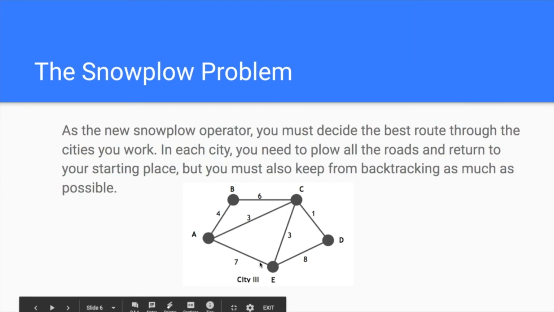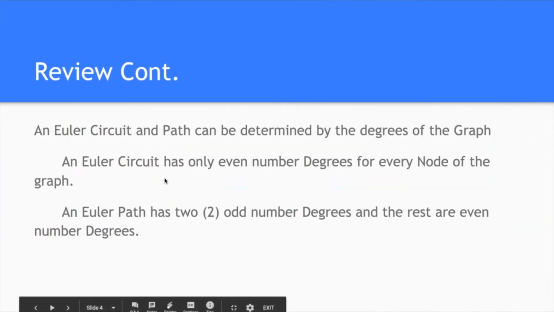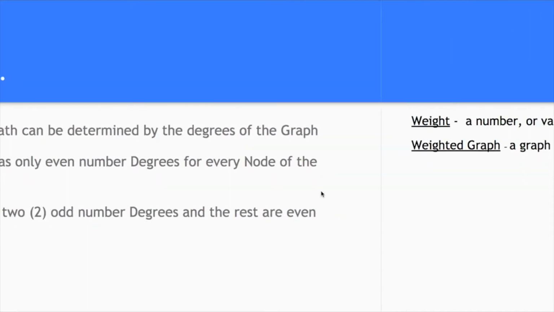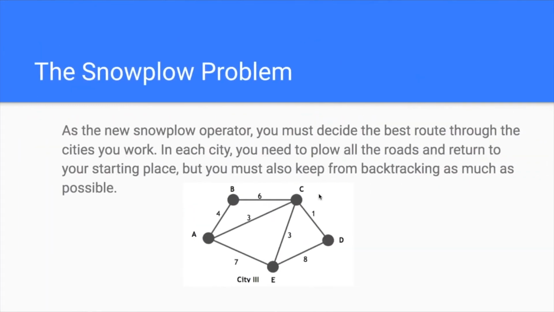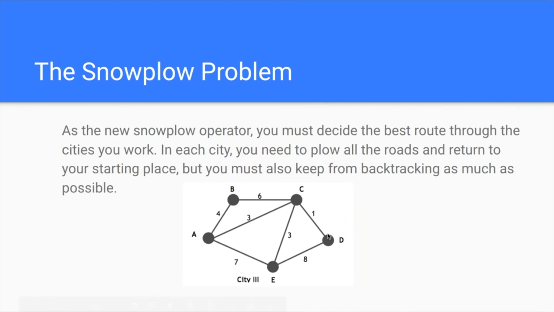So let's go back to the definitions and find out which one it is so we can look at it and review. An Euler circuit has only even degrees. Well, we know we have some odd degrees, but an Euler path has 2 odd degrees and the rest are even. Well, if we look at that, we said A and E were odd degree and the rest, B, C, and D, were even. So we know that an Euler path exists.